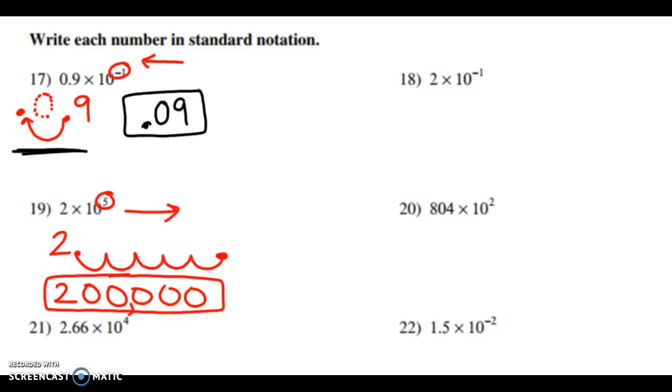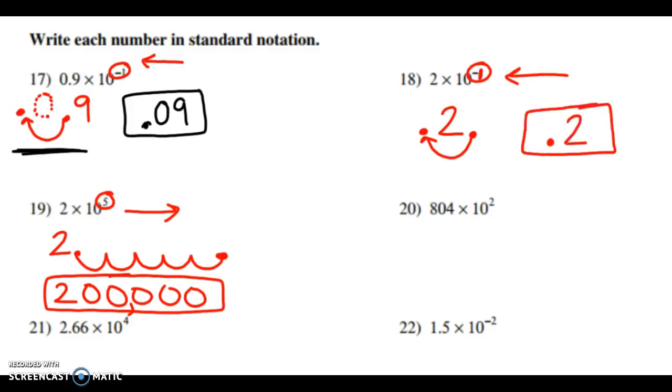I'm going to go back up to number 18. We have 2 times 10 to the negative first power. So I rewrite my number 2, add in my decimal. Since it's a negative here, I know I'm going to go to the left. I'm going to move it 1 space because that's what it says, 1 time. So now I have 0.2 as my answer. I didn't have to add in any zeros in this case. You're not always adding zeros in, only if you're moving your decimal more spaces than you have numbers.